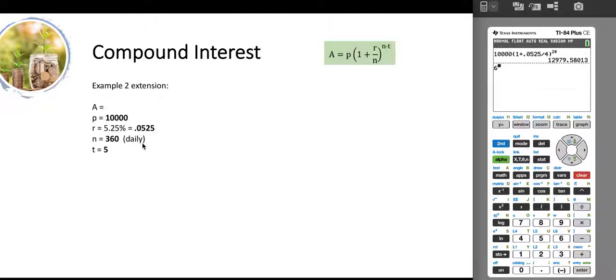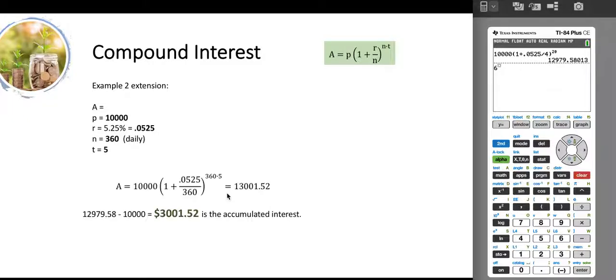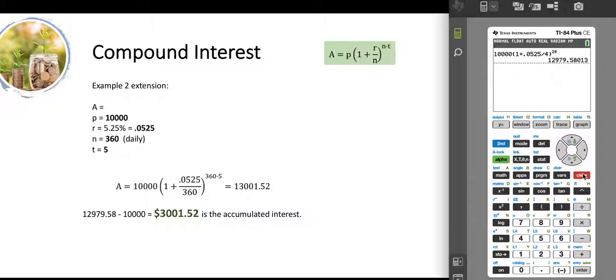What if it's compounded daily? We can put that in the formula as well. And we get the amount of $13,001.52. Let me put this in the calculator just to help you. So I'm investing the $10,000 and the interest rate is 0.0525, compounded daily, which is 360 times a year, raised to the 360 times 5.